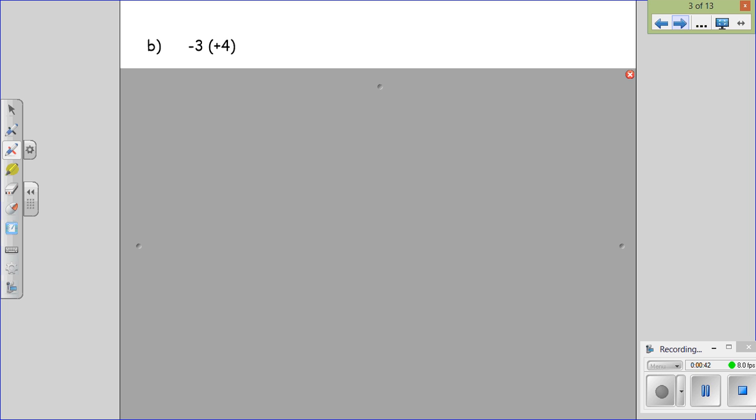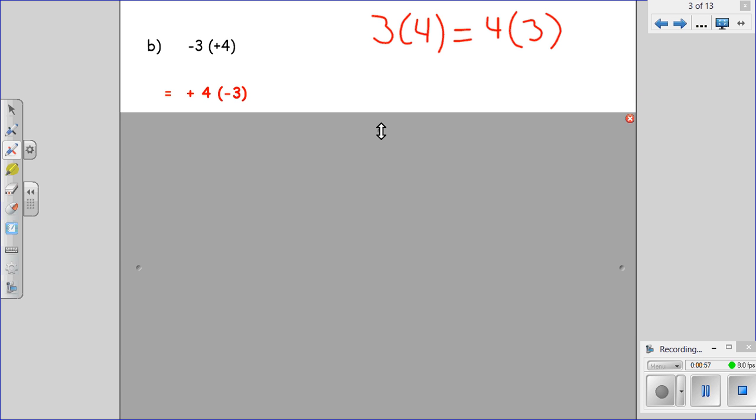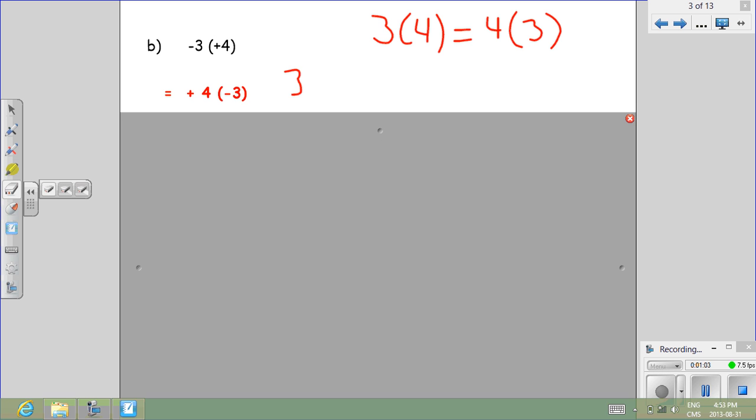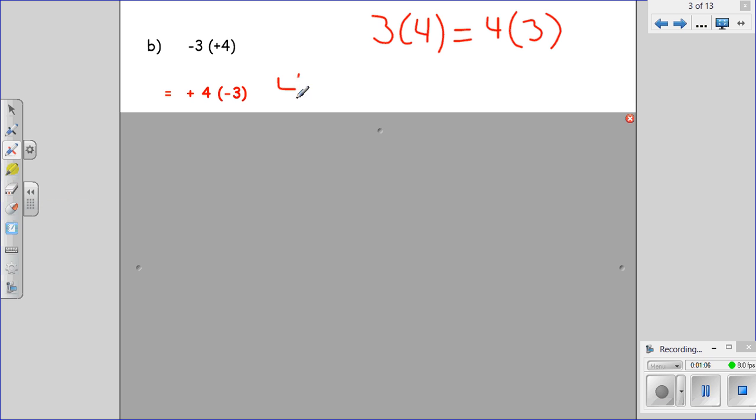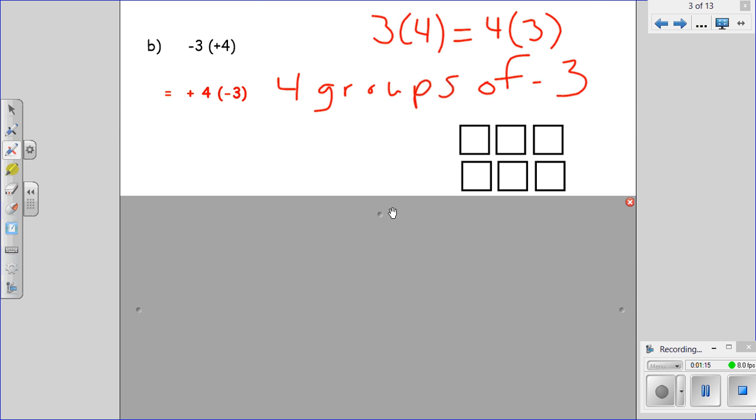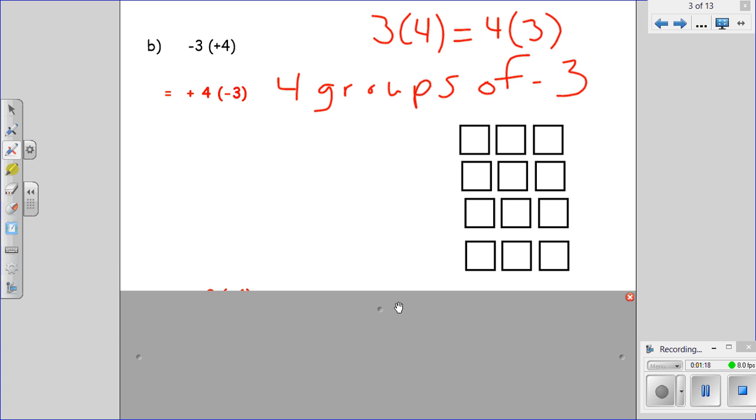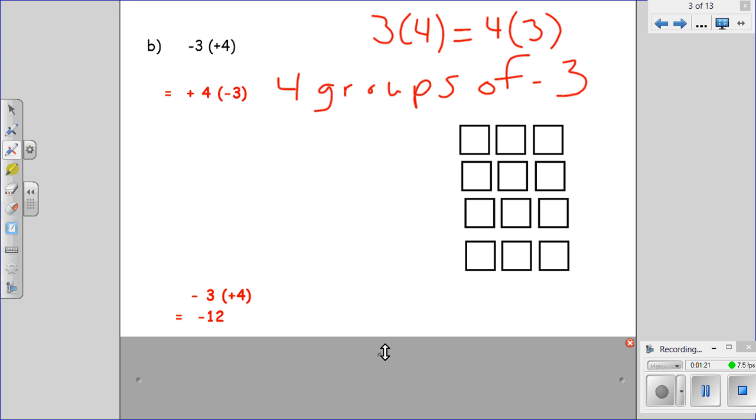When I have negative 3 times positive 4, well, how does that work? I can't have negative 3 groups of positive 4. But if I think about 3 times 4, that's the same thing as 4 times 3. The answer doesn't change. So I can rewrite this as positive 4 times negative 3, which means 4 groups of negative 3. So 1, 2, 3, 4 groups of negative 3, and the answer is negative 12. So a negative multiplied by a positive is a negative.